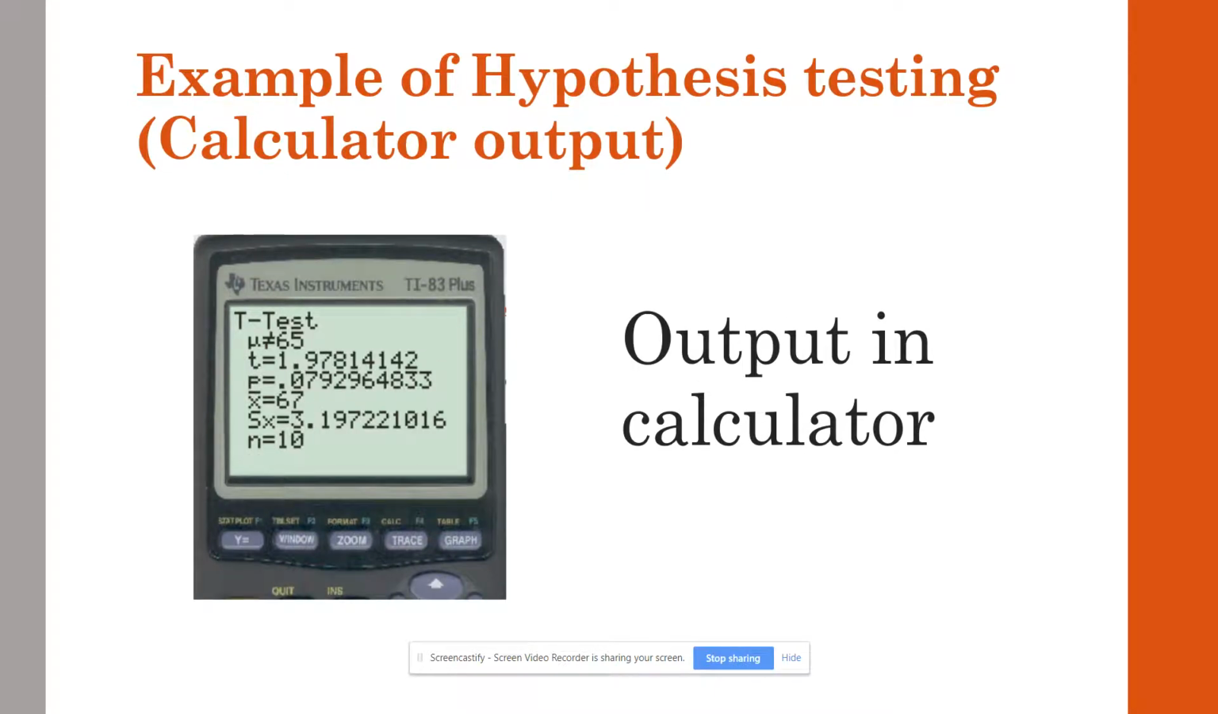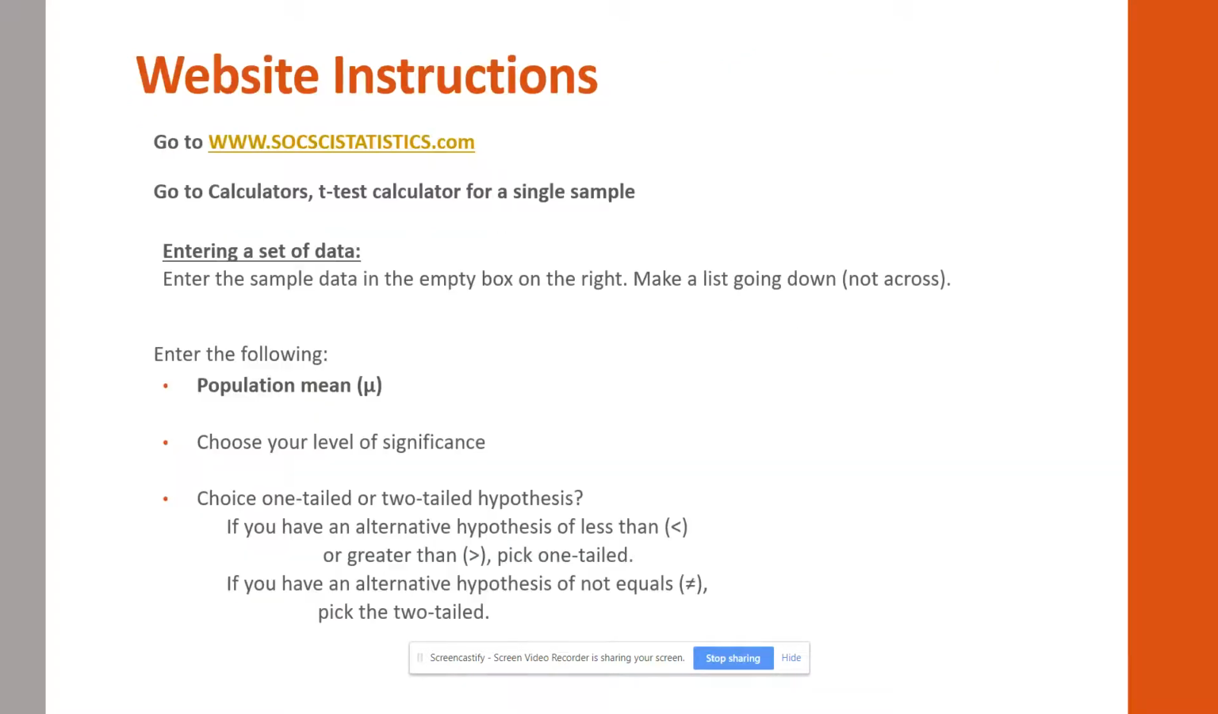And here's the output. So I get that the mean doesn't equal 65. The t-value is 1.978. The p-value is 0.079. The sample mean is 67. The sample standard deviation is 3.197. And the sample size is 10.